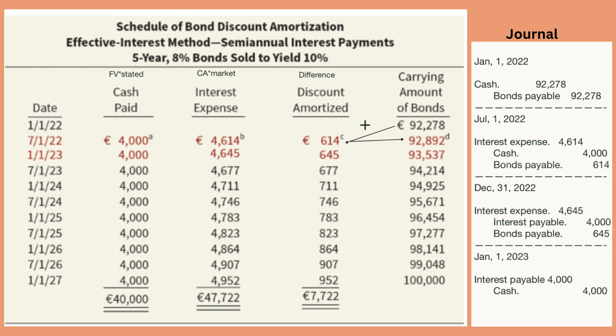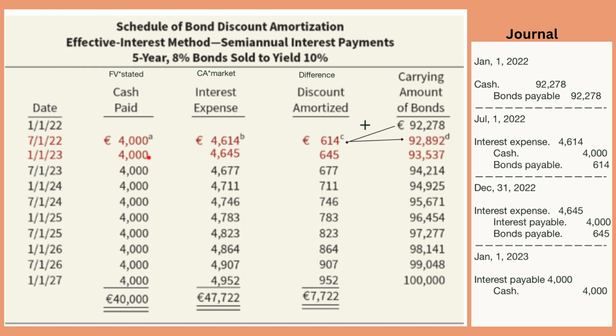Okay? Now, at the end of the year, I need to record the adjusting entries, which is the accrued interest, because I did not pay it yet. I'm gonna pay it on January 1. So at December 31, 2022, I did not pay the interest yet, so I cannot write cash paid. Okay, so I'm gonna record the interest expense at 4,645 here on the debit side, and I will increase the bonds payable by 645. Okay, the difference will be not cash because I did not pay it yet.